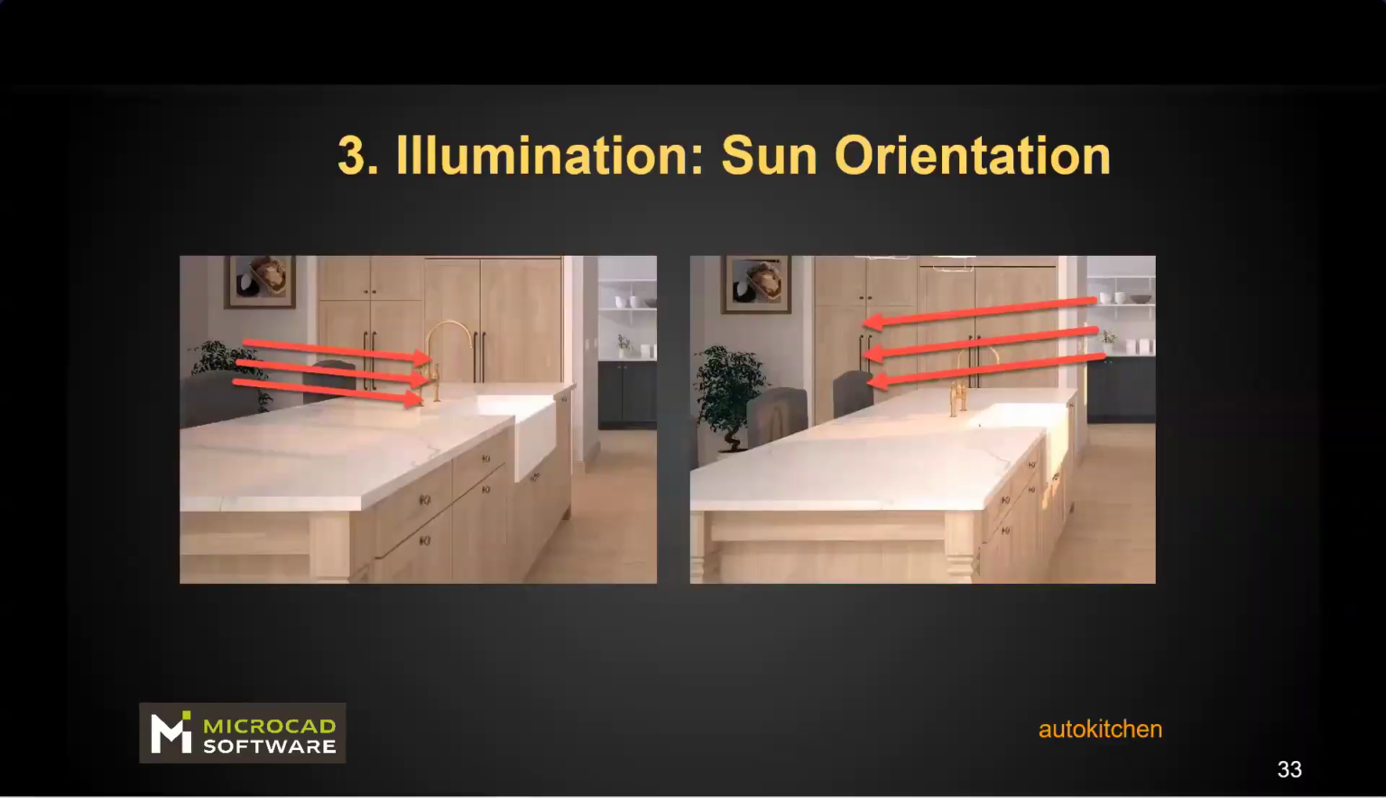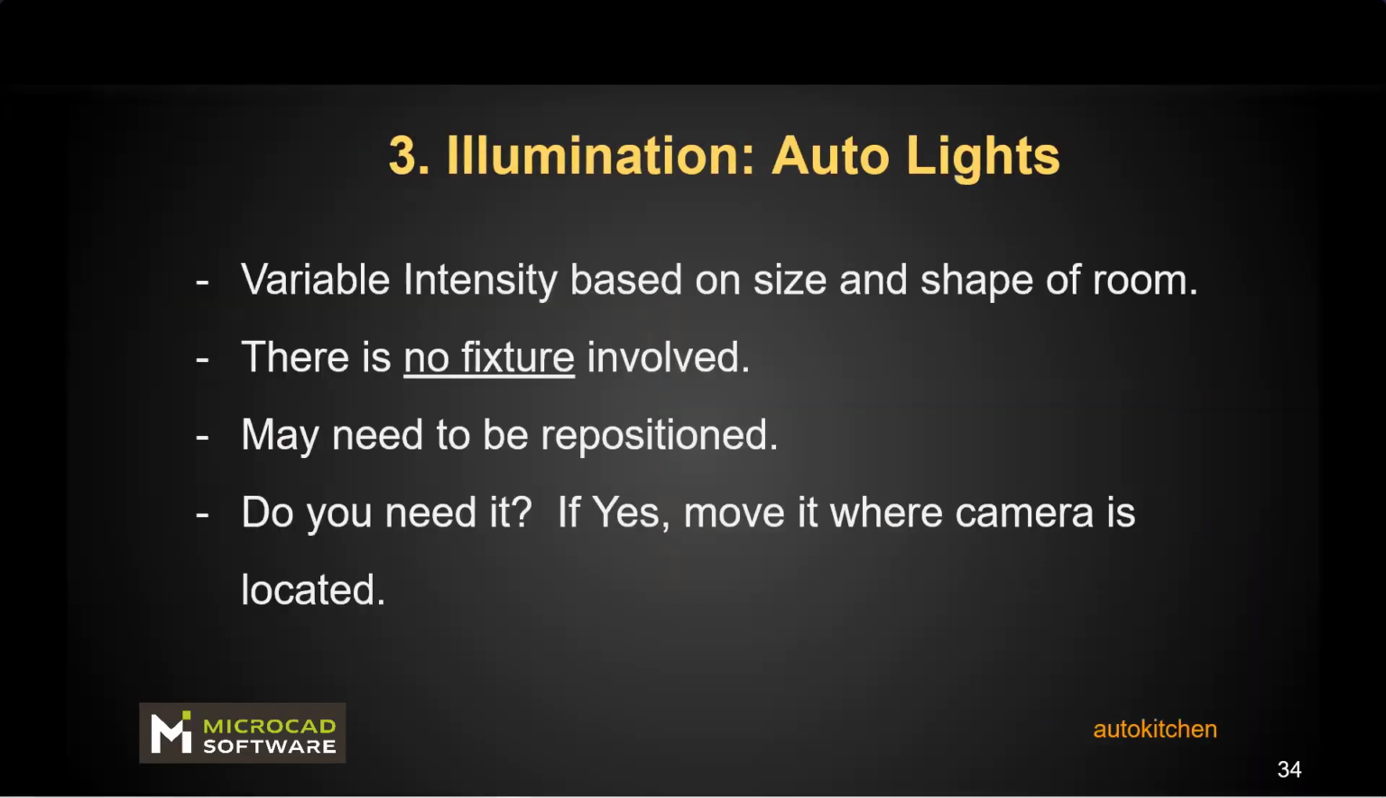From here, we go to the auto light that we saw a moment ago in that picture that created a halo in the ceiling. So remember, the intensity of this auto light is going to change based on the size of the room. There is no fixture involved, so you will never see a lamp or anything like that. It's just a gigantic light bulb, that's all.